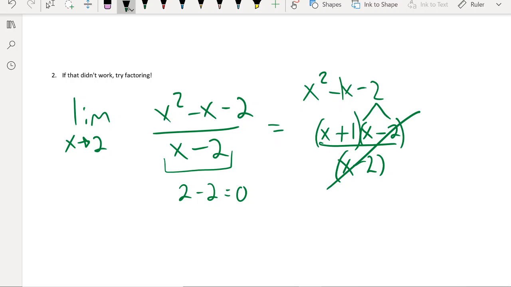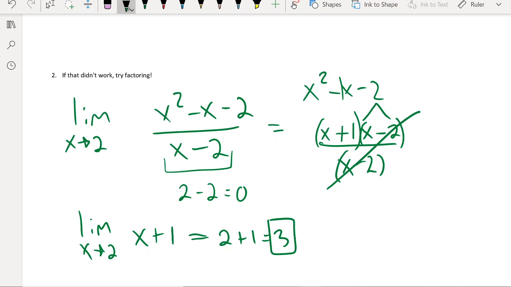They cancel. So this is the same thing as the limit as x approaches 2 of x plus 1. I just canceled out an x minus 2. Now I just plug it in. We tried factoring, we canceled something, we got it down to this, and now this is just 2 plus 1, which is 3. So the answer is 3.